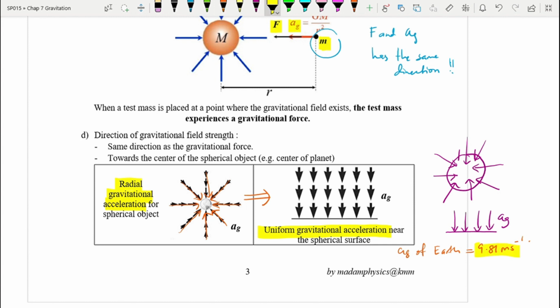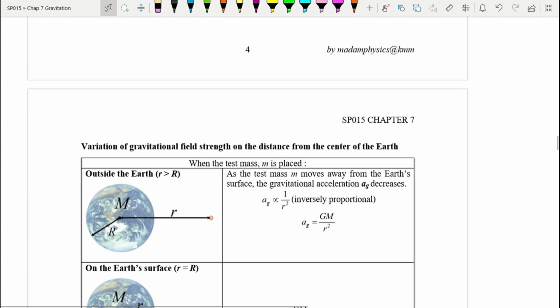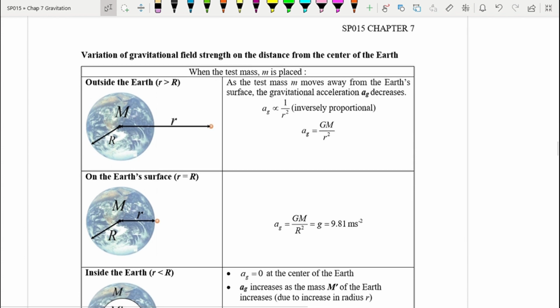Alright. So, kita ada example, tapi sebelum kita tengok example ni, saya nak discuss tentang value of AG ni akan berubah-ubah apabila kita letak test mass kita or any object around point mass. Okay? Contoh kat sini kita ada Earth. So, kita nak tengok variation of this AG on the distance from the center of the earth. So kita ambil specifically tentang earth dan kita letak satu test mass around the earth ataupun on the surface of the earth. Kita nak tengok apa perbezaan nilai AG kita.